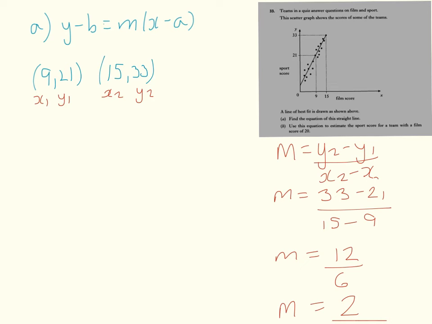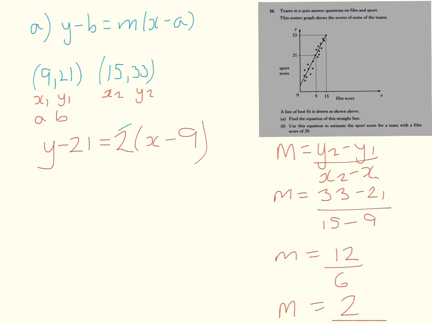Okay, all I need to do now is I can just choose which values I want to be A and B. I can choose either this coordinate or this coordinate. There is no value in choosing either because they're both positive, so it doesn't really matter which one you choose. I'm just going to choose these ones here to be A and B. I've now got all my information. I'm going to substitute it in. So y minus b, so y minus 21 equals m. M is 2, bracket x minus a, which we have chosen to be 9.